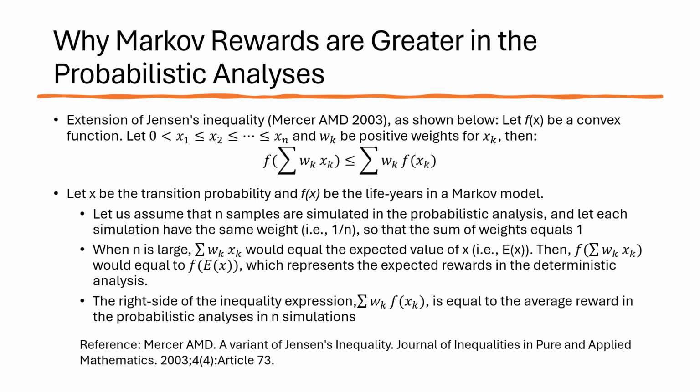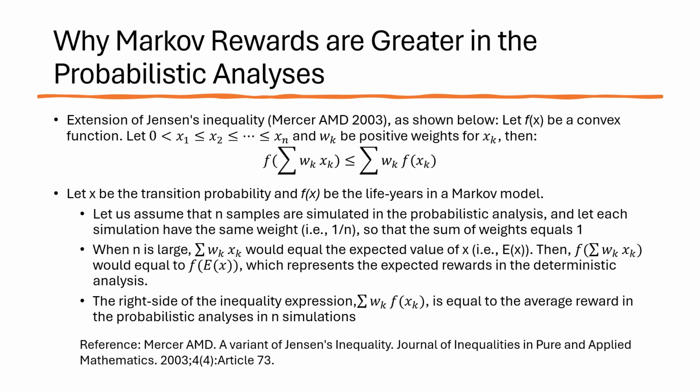When n is large, the left side of the inequality represents the expected rewards in the deterministic analysis. The right side of the inequality expression is equal to the average reward in the probabilistic analyses in n simulations. Then, we can conclude that the rewards in life years and QALYs of a Markov model from deterministic analysis are less than those from probabilistic analysis, irrespective of the distributions used for transition probabilities.